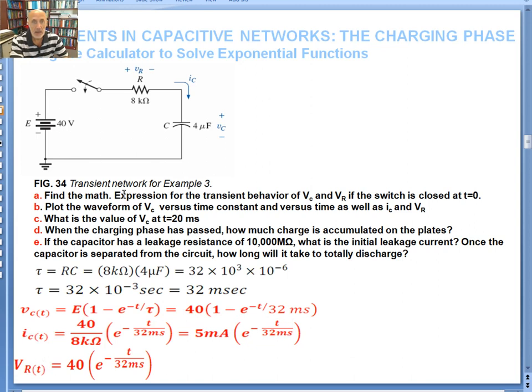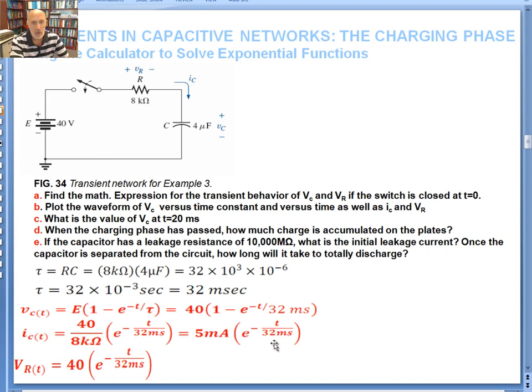For the current, it would be equal to 40 divided by 8K. Initially, again, the capacitor voltage is 0. All the voltage is going to appear across the resistor, which gives you a maximum current. 40 divided by 8K gives you 5 milliamps. And then all the voltages and currents in the circuit will have the same time constant, so it's e to the minus t over 32 milliseconds.